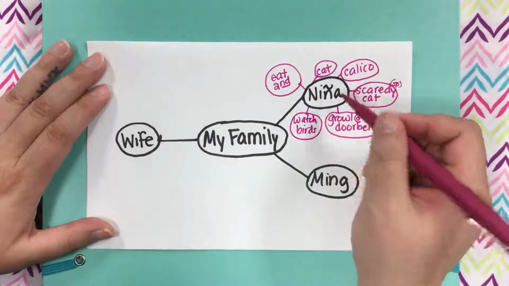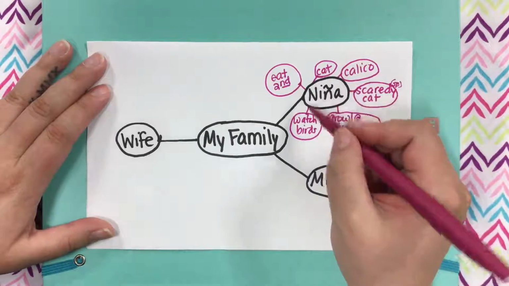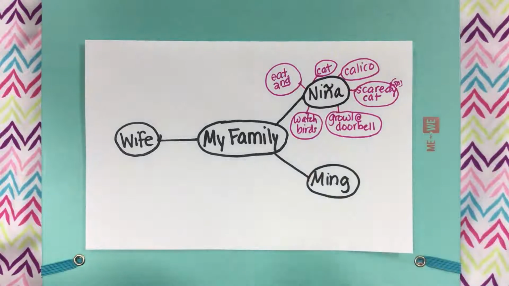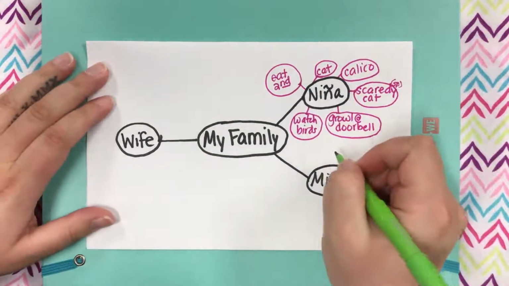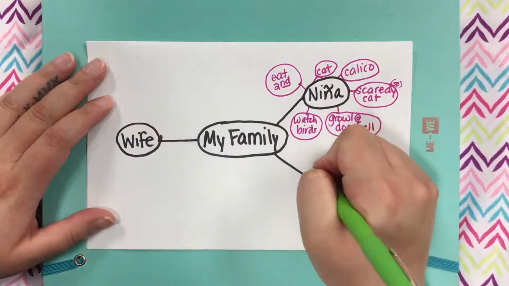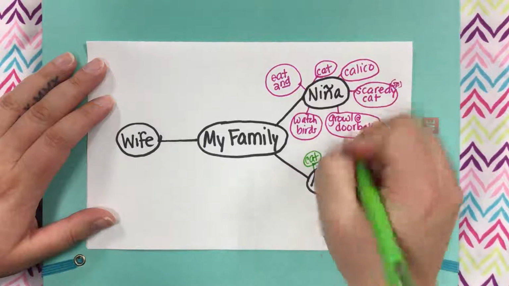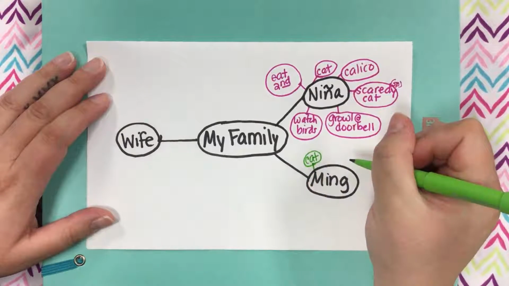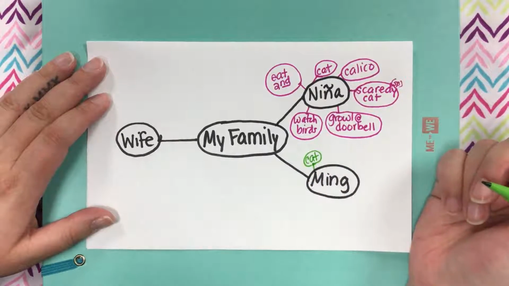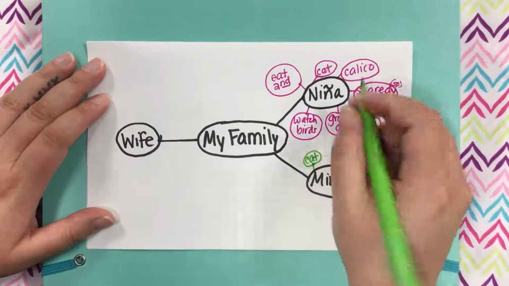So I'm going to go ahead now and think, okay, that might be all I have about Nina right now that I can think of, as I'm just kind of dumping my brain out here. So next I'm going to move on to Ming. And then, let's see, Ming is also a cat. And I'm not sure what kind she is, so I'm not going to list anything. It's okay if I don't know some of these things.